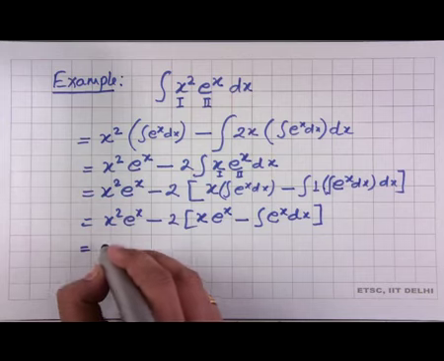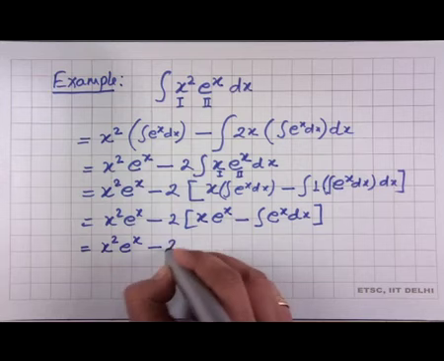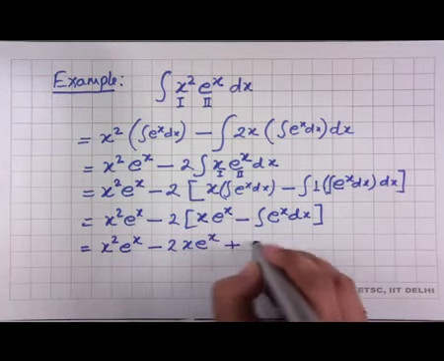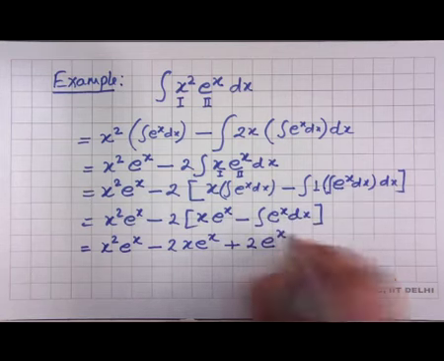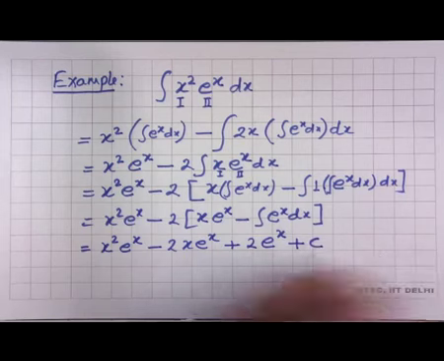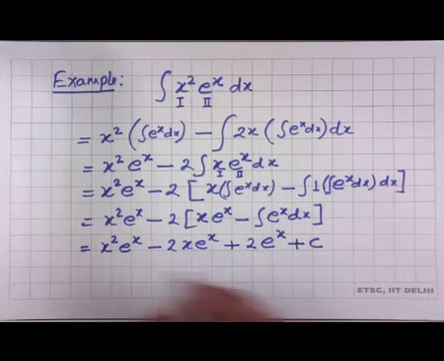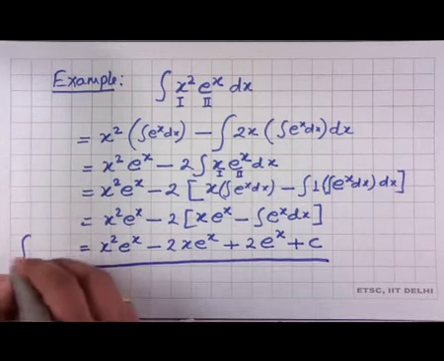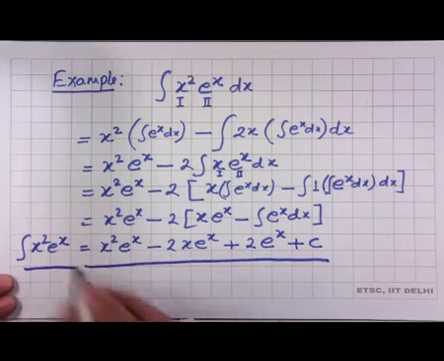and then finally x square e raised to power x minus 2 x e raised to power x, minus minus plus 2, integration will become e raised to power x, and then a constant of integration. You could have also added a constant of integration here, and finally it will be this. So, the integral of this function x square e raised to power x comes out to be this.